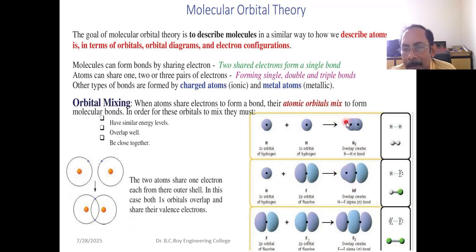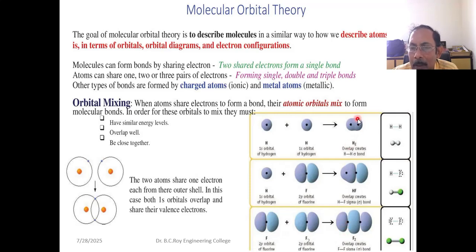See here the difference. In case of this s overlap, we are getting an elongated sort of, not perfectly spherical but elongated spheroid. But here the structure is entirely different. This is overlap between s and p orbital, and you are getting this sort of shape. Third one at the bottommost, two p orbitals are overlapping to give you another sigma bond. So all the three are sigma actually.